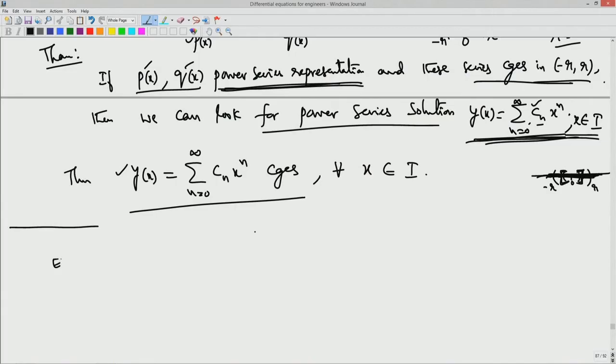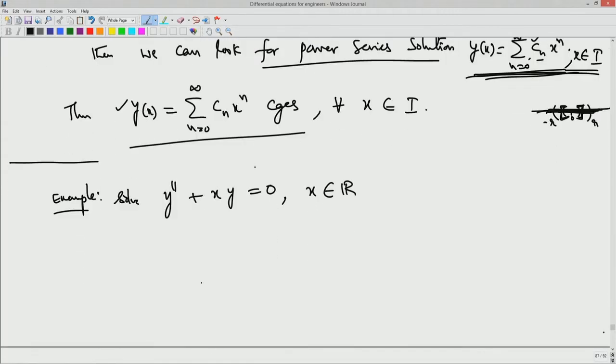So this is an example. If you want to solve y double dash plus x y equal to 0, x is the coefficient, and you can clearly see that all the points are ordinary points. Here the leading coefficient is 1, defined everywhere, and 1 is never 0 at any point. So, all the points are ordinary points, and the equation is defined for all values of x.